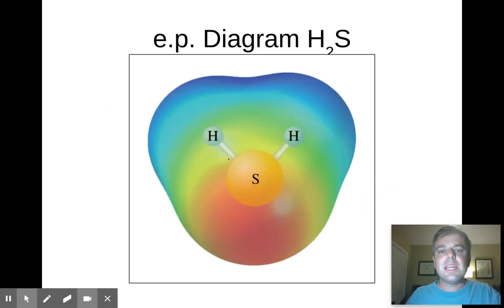And then the last one, H2S. This molecule is bent very much like water. So the hydrogen is going to be the positive end, the sulfur the negative end. So this is a polar molecule as well.